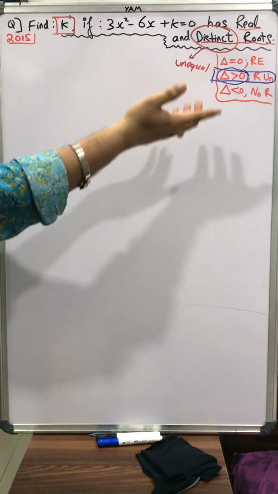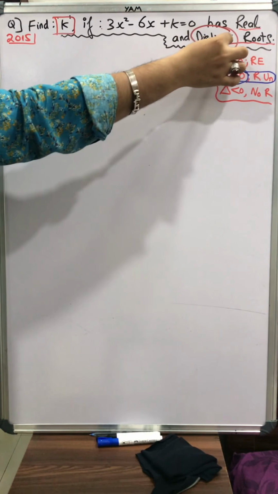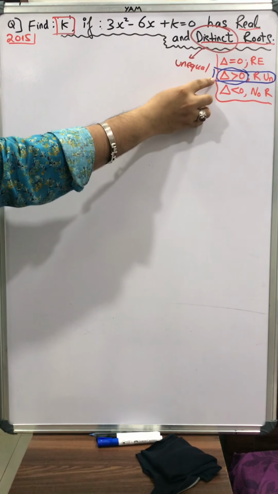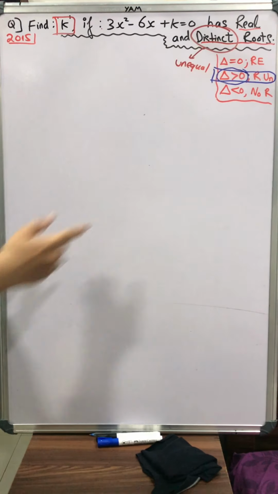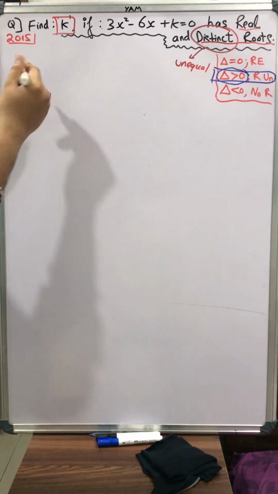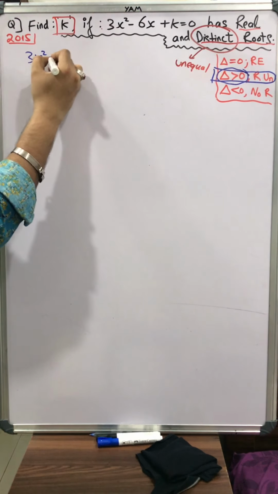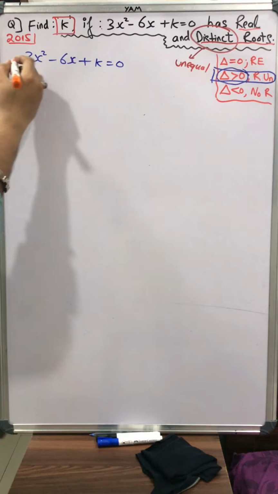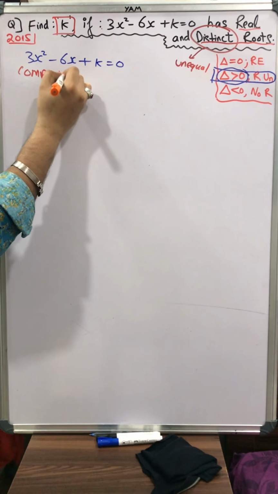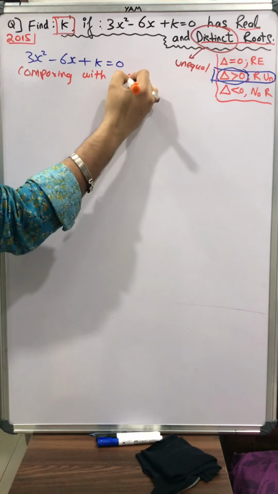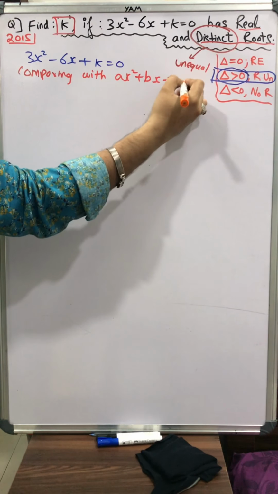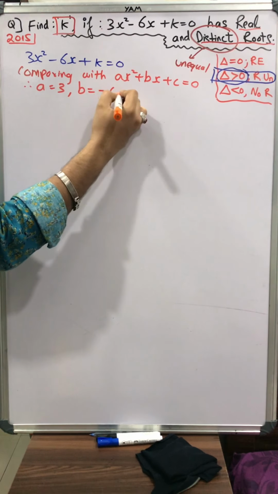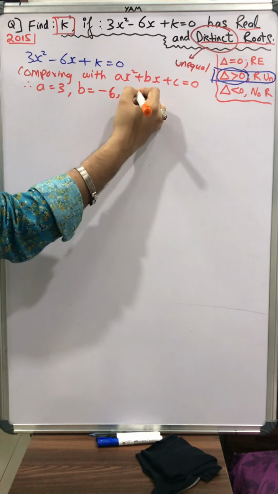Why? Because they have told us that it has real and distinct, meaning real and unequal roots, and we have real and unequal roots only when the value of discriminant is greater than 0. That means any positive value. So we'll remember this part. Okay, now let's start. I'll copy down the main equation. It's 3x square minus 6x plus k equal to 0, and as always we write, comparing with ax square plus bx plus c equal to 0. Therefore a is 3, b is, be careful, minus 6, and c is equal to k.